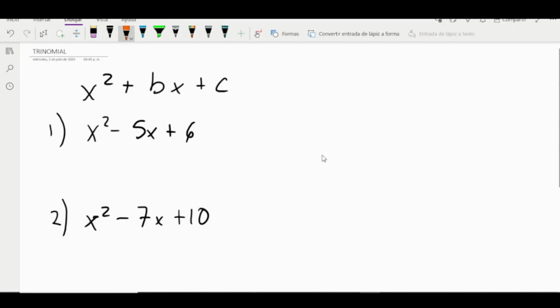We're going to continue with the topic of factoring, and check how you can factorize a trinomial. Remember, when we talk about a trinomial, it's because we have three terms. And here we also need to understand that the idea is that we have a quadratic expression.